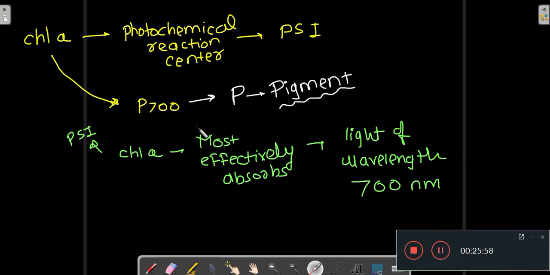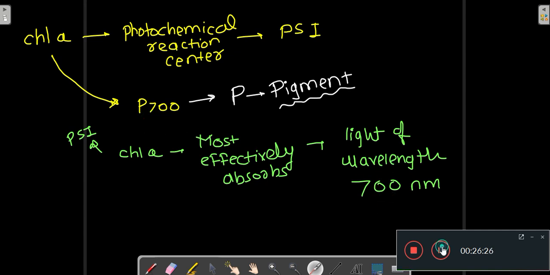In this name, that is P700, the P stands for pigment. So pigment 700 means the chlorophyll A present in the photochemical reaction center of photosystem 1, and this chlorophyll A is known as pigment 700 because it most effectively absorbs the light of wavelength 700 nanometer. That is why pigment 700.